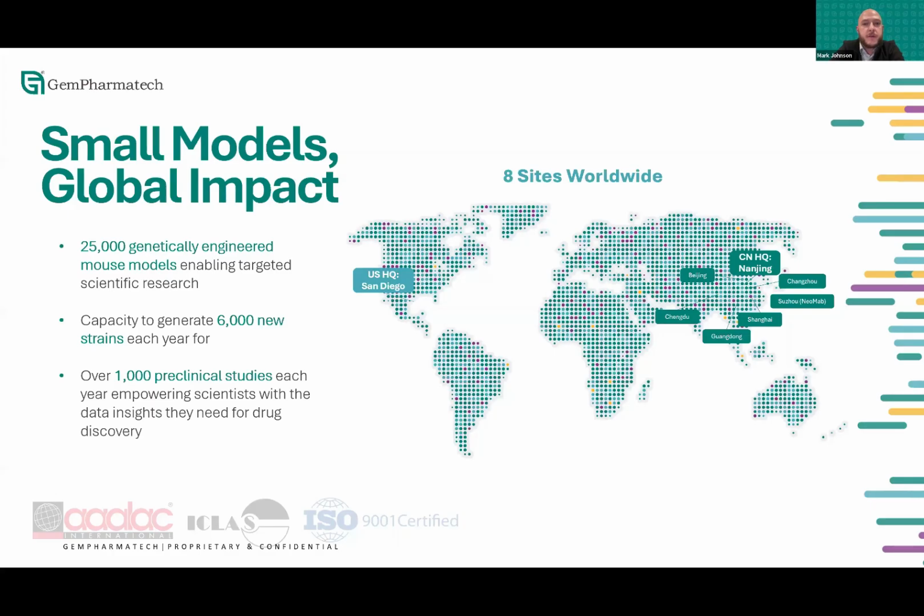One thing that truly differentiates GemPharmatech is scale. We maintain a library of over 25,000 genetically engineered mouse models, and we continue to generate roughly 6,000 new strains each year, supporting more than 1,000 preclinical studies annually. This scale allows us to move quickly, whether that's customizing a model, reproducing published phenotypes, or supporting parallel programs across multiple disease areas. Operationally, we're a global organization with headquarters in Nanjing and San Diego, and multiple sites across Asia and the US, which allows us to support programs from discovery through IND enabling studies.